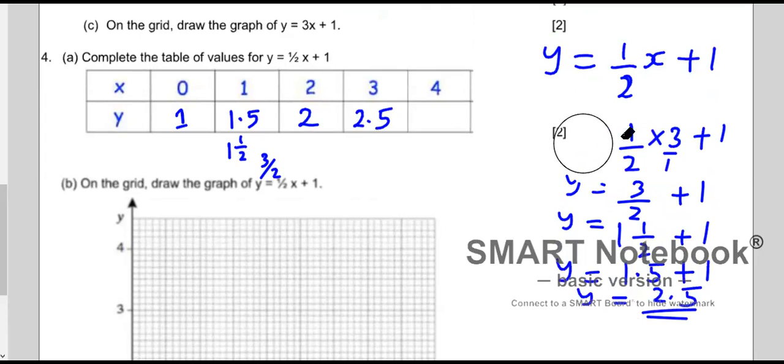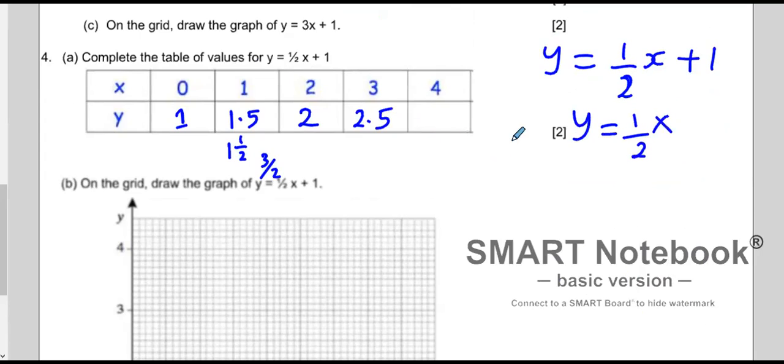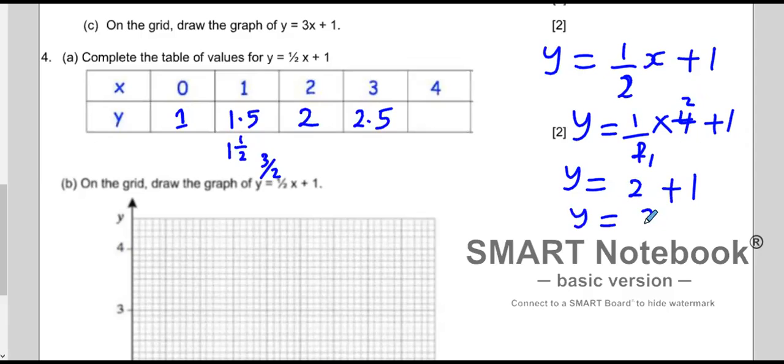Then the last part is x equals 4. So you go back to the same equation, y equals 1 over 2 times x, but in this case x is 4, plus 1. Half of 4 is 2, plus 1. Y will be equal to 3. So here you write 3. All right, so the table is completed, and then we go to the next part.